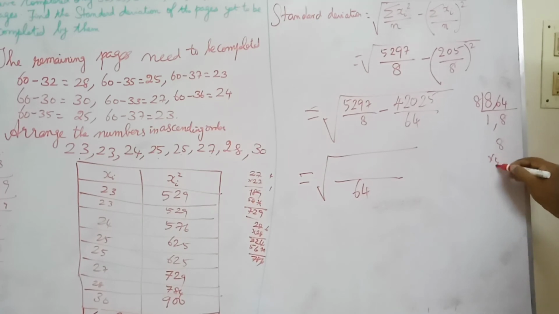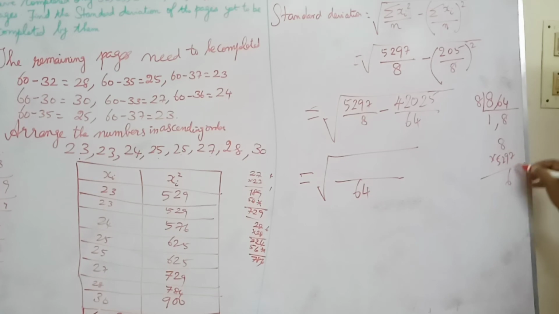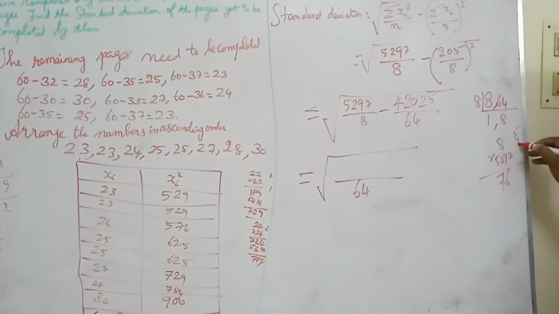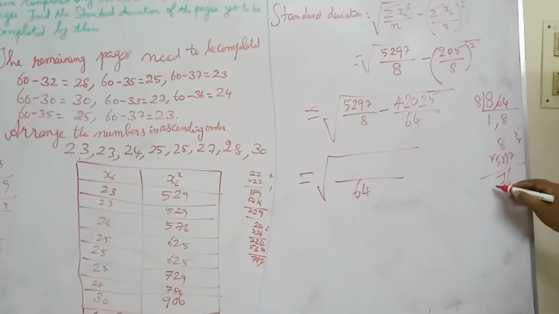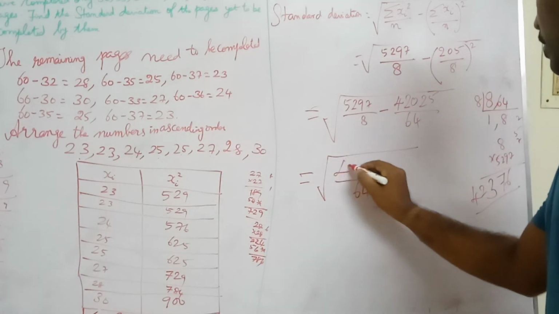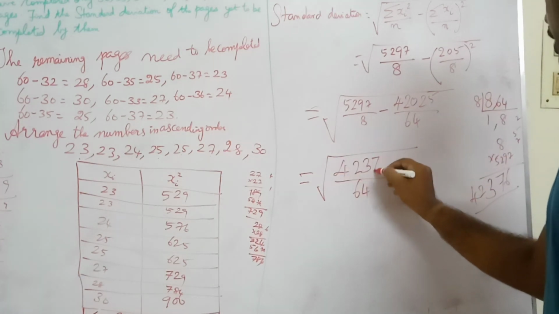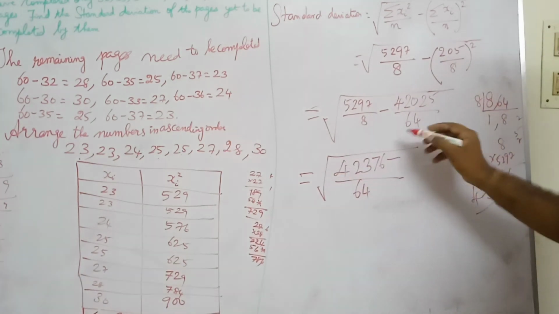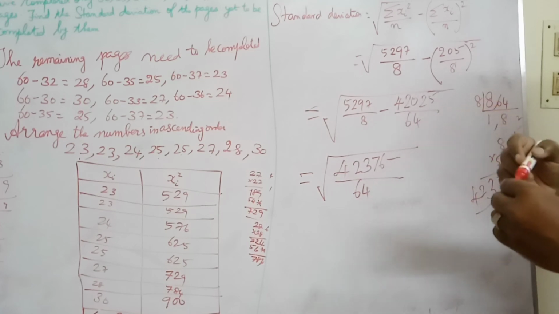8 into 5297. 7 8s are 56. Balance 5. 9 8s are 72. 72 plus 5, 77. Balance 7. 8 2s are 16. 16 plus 7, 23. Balance 2. 8 5s are 40. 40 plus 2, 42. 42376 minus 42025, divided by 64.